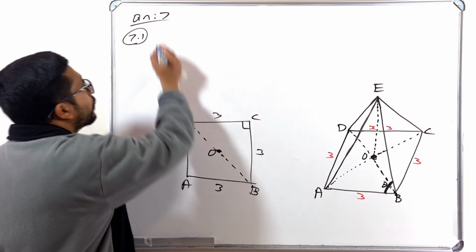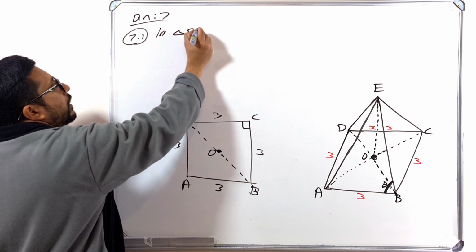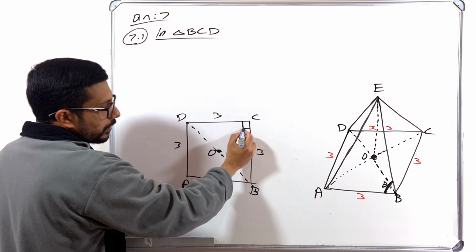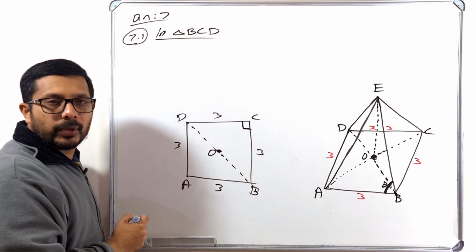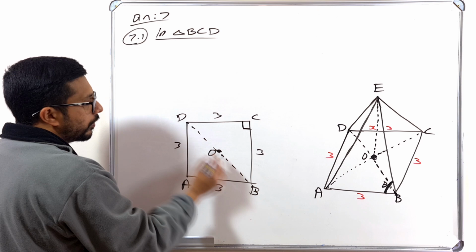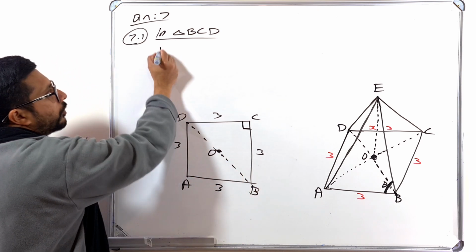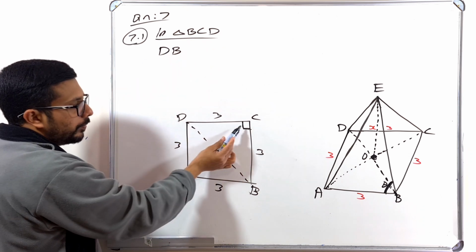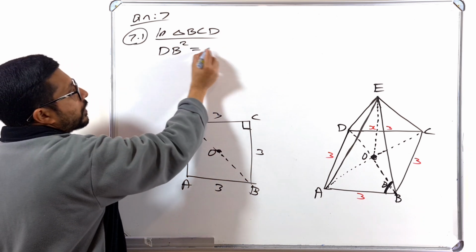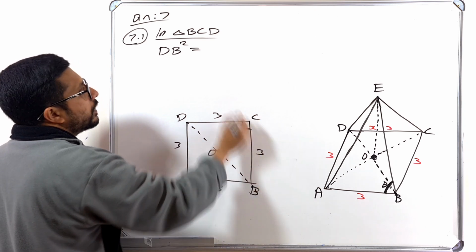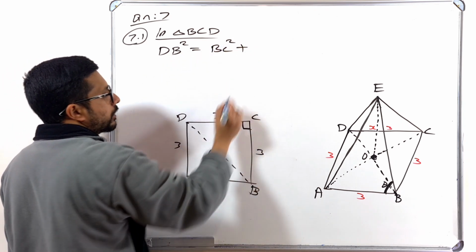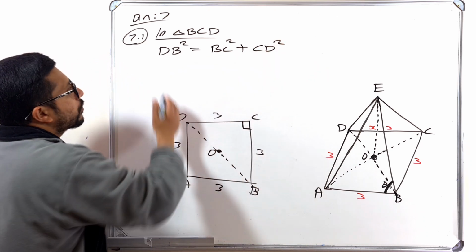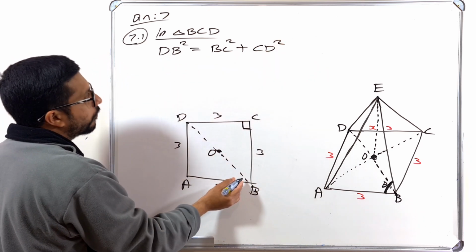So now look at this triangle BCD. In triangle BCD, this is a right angle triangle, am I right? So we can apply Pythagoras theorem. DB square, the hypotenuse is DB, just opposite of 90, is equal to BC square plus CD square. I applied Pythagoras theorem there. So what is DB? We don't know. That is what we want to find.